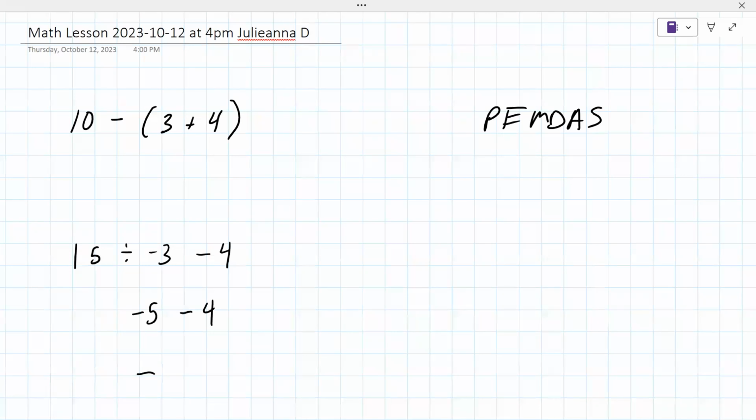So the answer is definitely negative, but since they're the same sign, you add the numbers. Oh yeah, that's right. You add the numbers, which will be 9, -9. Good. All right.